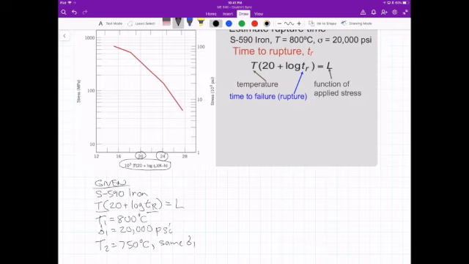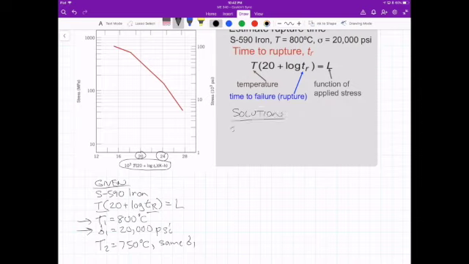Okay. So what would be your estimate? Cooler temperature, applying a stress, the material should take a lot longer to rupture than it would at higher temperatures, right? Exponentially higher. So let's compare that. Okay. So we're given those. How do we solve this first scenario? 800 degrees, 20,000 psi. So I'll put the solution here.